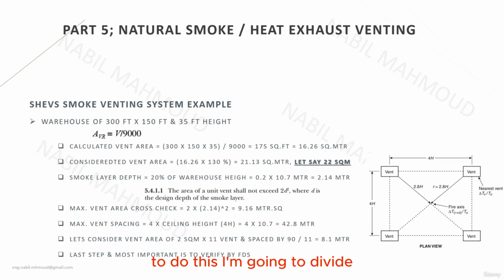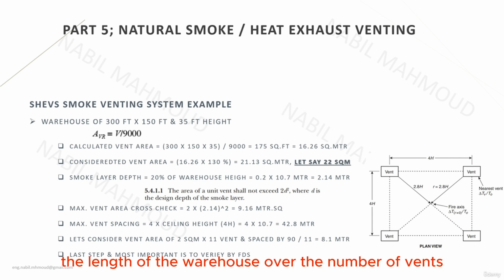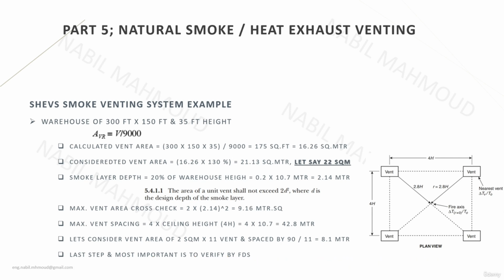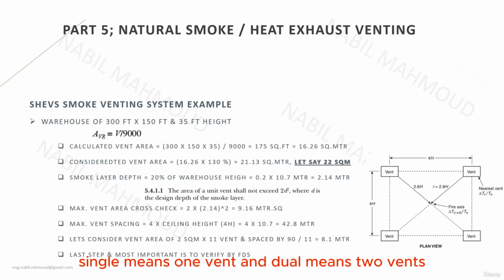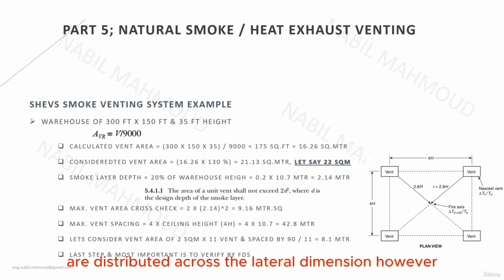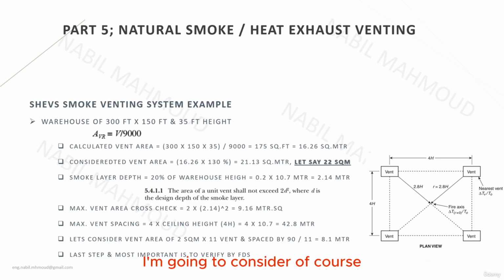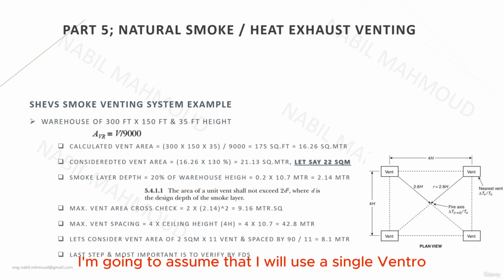To do this, I'm going to divide the length of the warehouse by the number of vents. They can be in single arrangement or in dual arrangement. Single means 1 vent, and dual means 2 vents side by side distributed across the lateral dimension. However, of course it's up to the designer and it's up to the CFD analysis results. However, for simplification, I'm going to assume that I will use a single vent row.